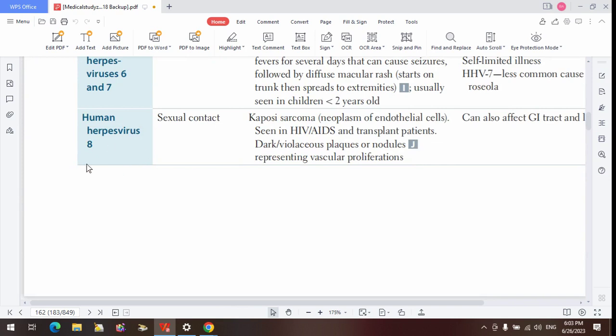The last one is human herpesvirus 8. That is Kaposi sarcoma. It's transmitted sexually, don't forget that. Kaposi sarcoma is a neoplasm of the endothelial cells, particularly endothelial cells of the lymphatics. It's very common in people who have HIV/AIDS, or who are immunosuppressed or transplant patients. Once you see Kaposi, think that person has AIDS. Very important. The virus thrives within the endothelial cells of the lymphatics and causes abnormal proliferation of those cells, which appear as dark violaceous plaques or nodules.